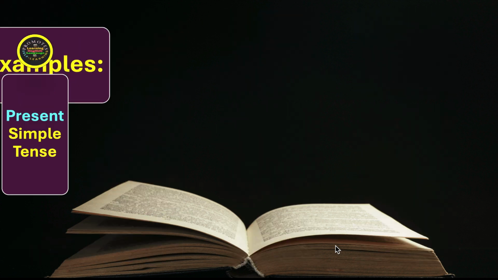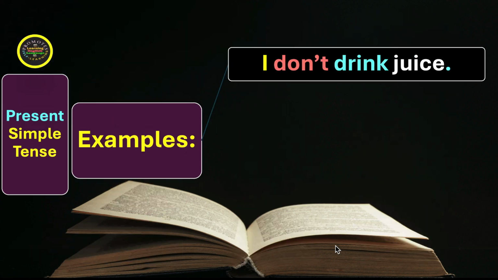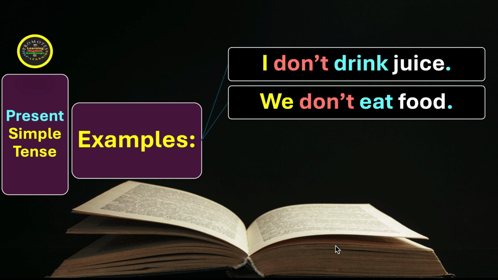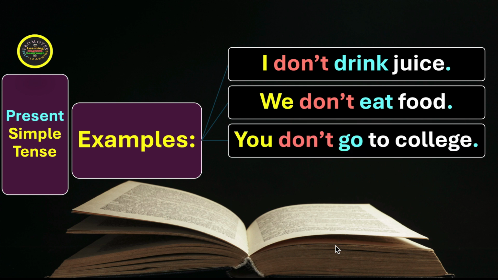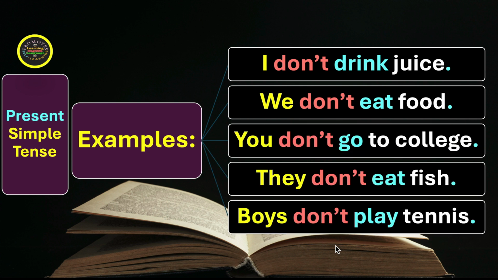See the examples of present simple tense in the negative form. I don't drink juice. We don't eat food. You don't go to college. They don't eat fish. Boys don't play tennis.